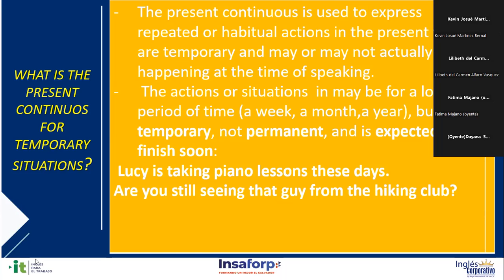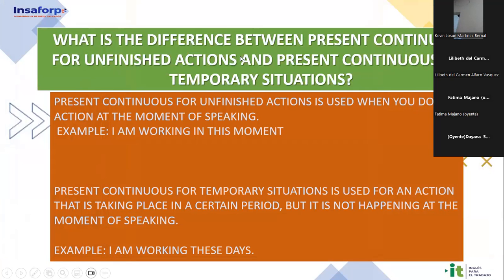The other example, the actions that you are doing right now, is the contrary of this. Okay, let's see. What is the difference between present continuous for unfinished actions and present continuous for temporary situations? Here we have two situations in which we use present continuous for the present. Remember, today we are seeing present, no future. Present continuous is used for future and for present. And for the present, we have present continuous for unfinished actions and present continuous for temporary situations.